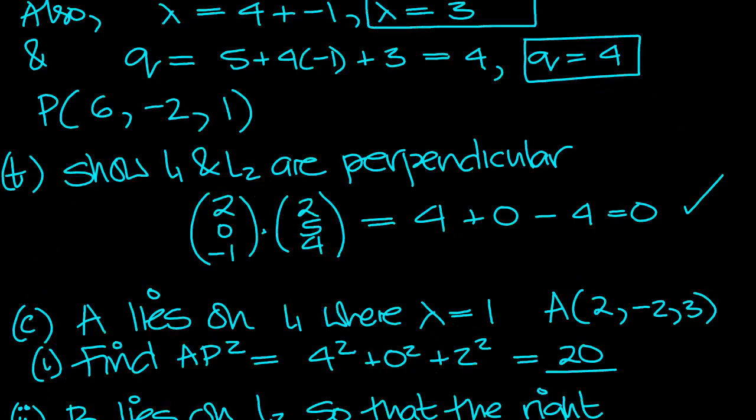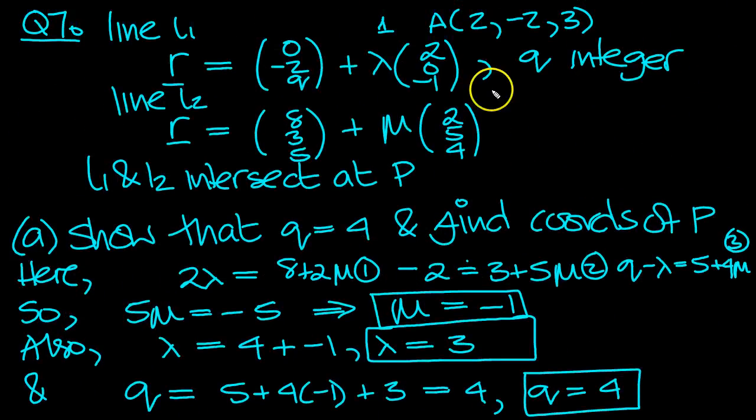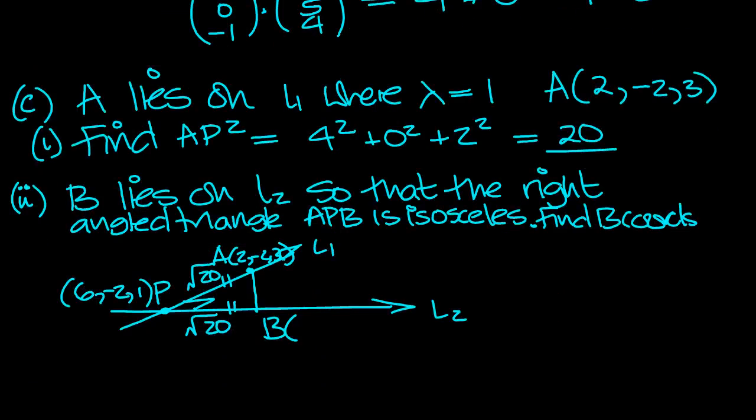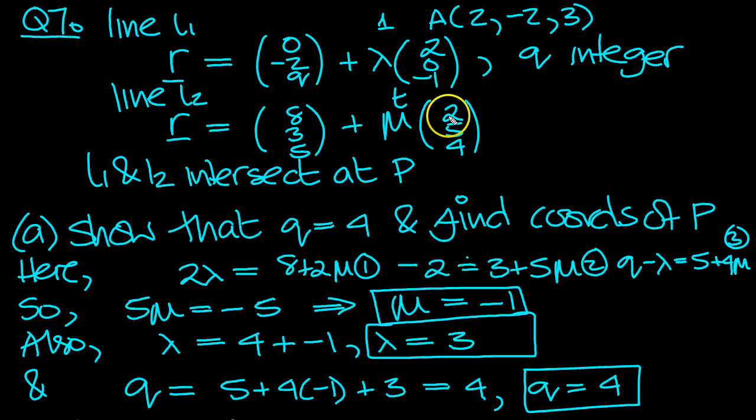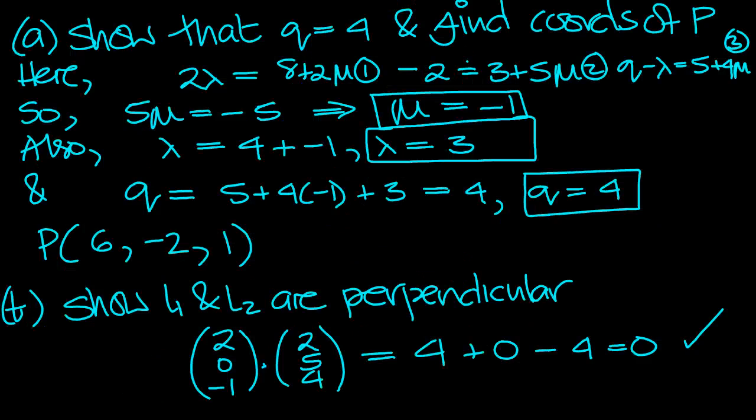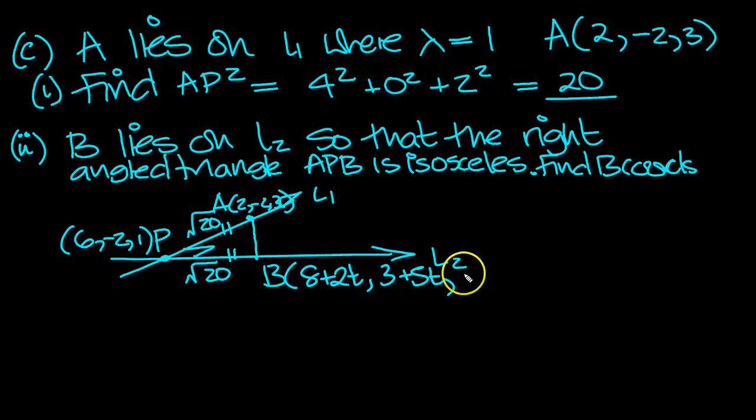So B then, what coordinates does B have? Well, it's line L2, so we know it has a parameter. I'm going to use a parameter t. So it'll be 8 plus 2t, 3 plus 5t, and the z component, let's just flick back up, get that one, 5 plus 4t. So let's put that down, 5 plus 4t.